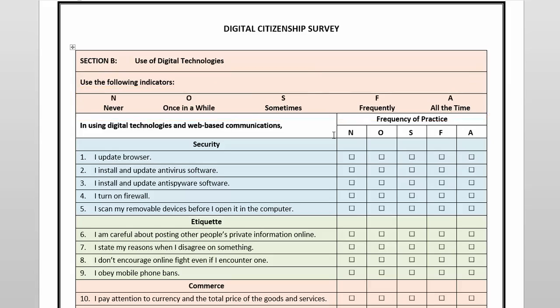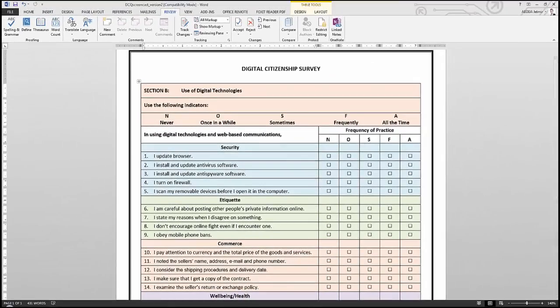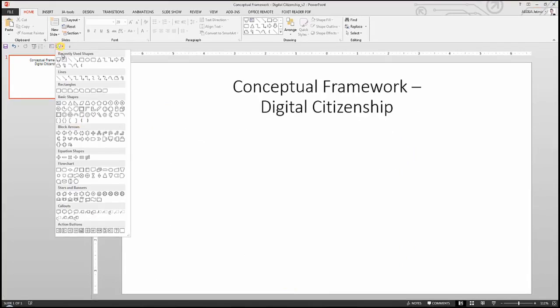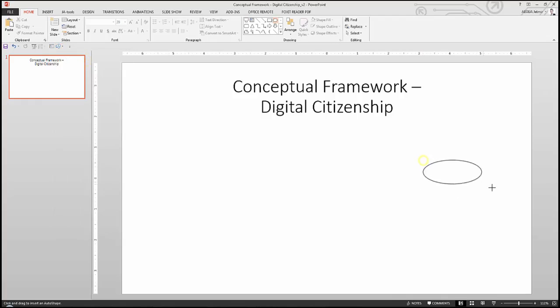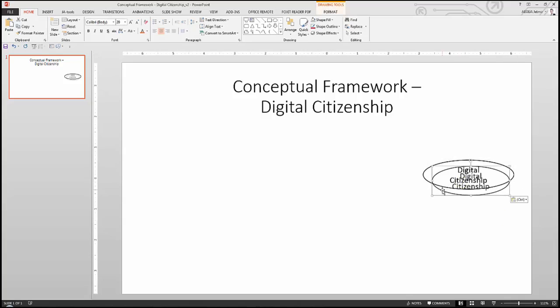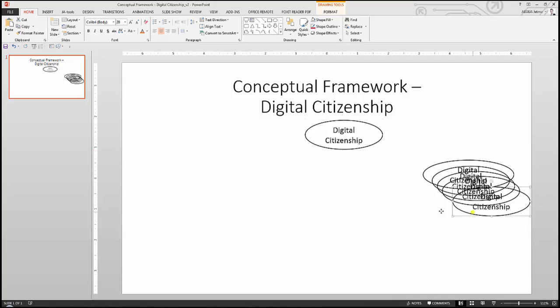Now let's look at the conceptual framework from this instrument. Usually how you would draw your conceptual framework in Microsoft Word or PowerPoint would be using the shapes. So here we'll have our main construct, the digital citizenship, and then we would need to make another 5 more copies of it, which will be our subconstruct.